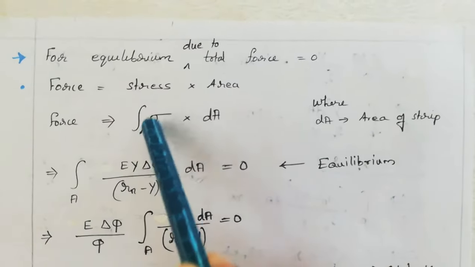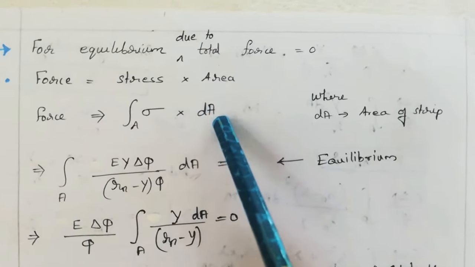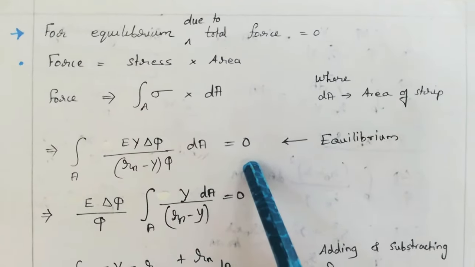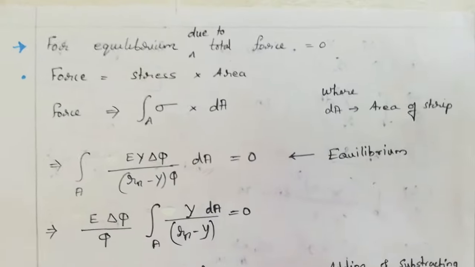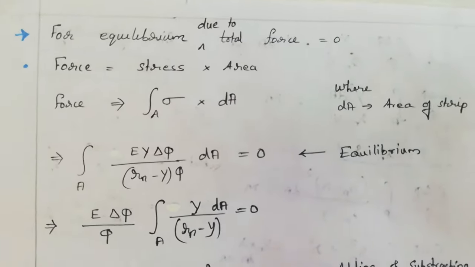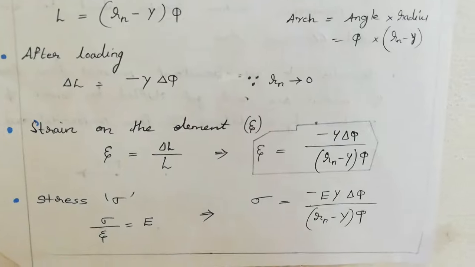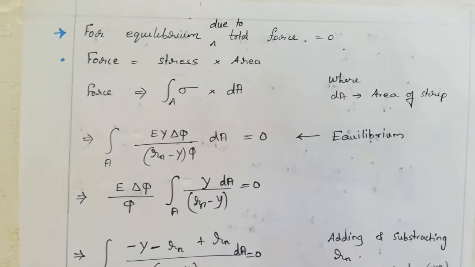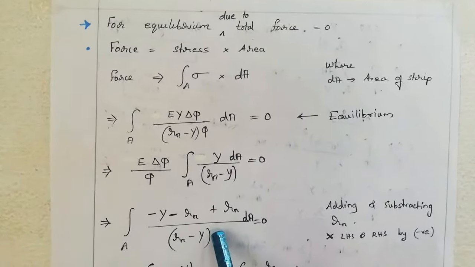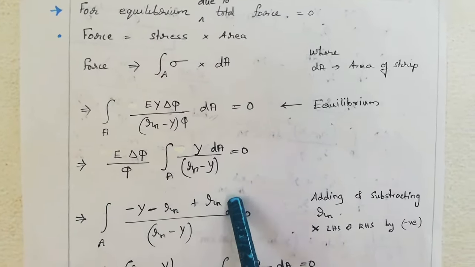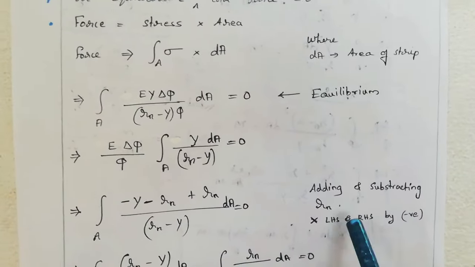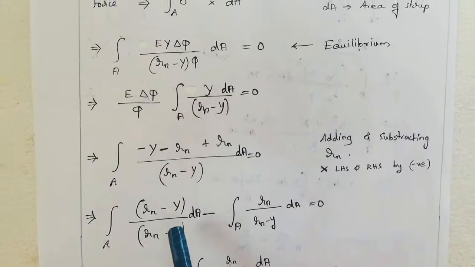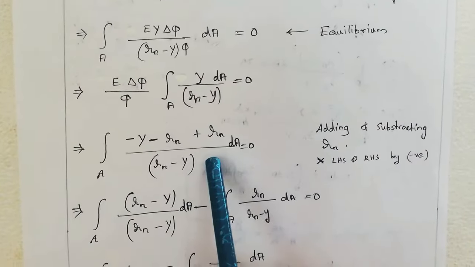Now, getting the forces into equilibrium, we have force is equal to the integral over the area A of stress into dA. This is the equation for force. Getting it into equilibrium, equal to 0. Put the value of stress we already obtained. Stress is equal to E y delta phi by (Rn minus y) into phi, because we already derived it here. Now you can easily follow the steps. In the next step, I added an Rn and subtracted an Rn. It is shown here. Multiply with a negative on the LHS and RHS. Rearrange this. Put the integral inside.